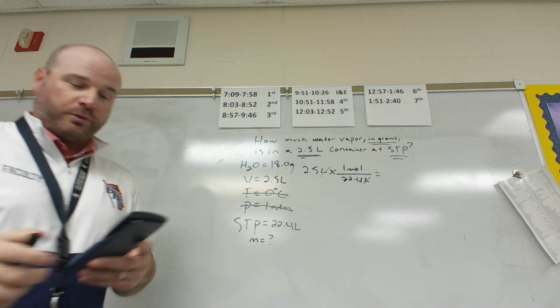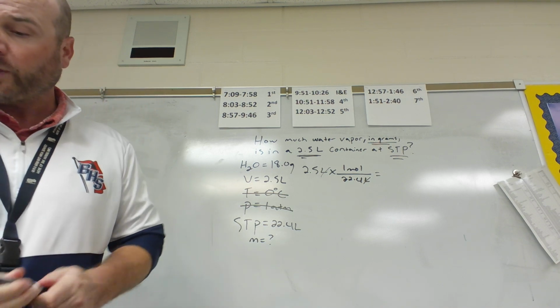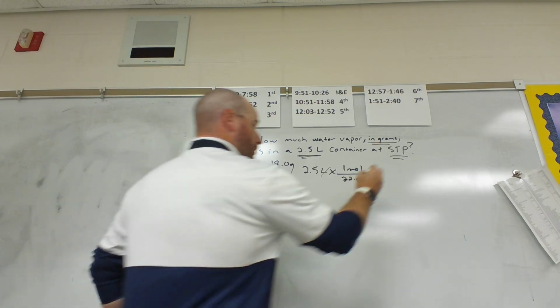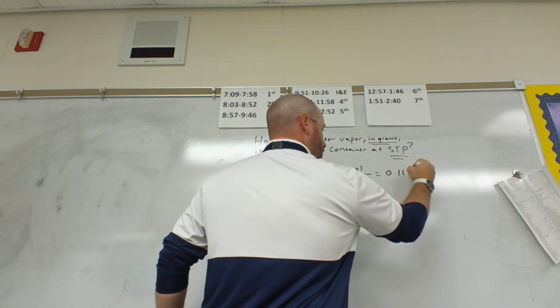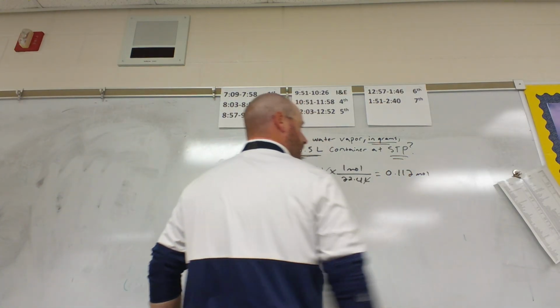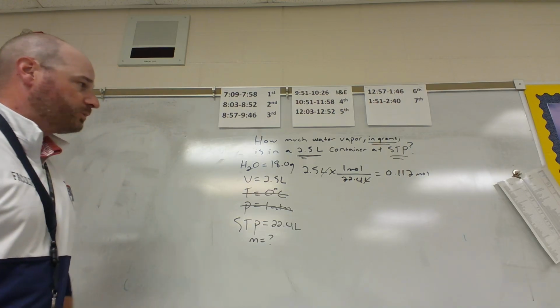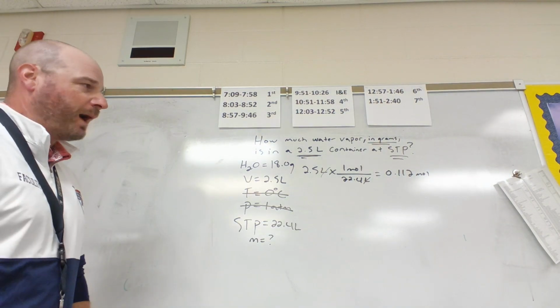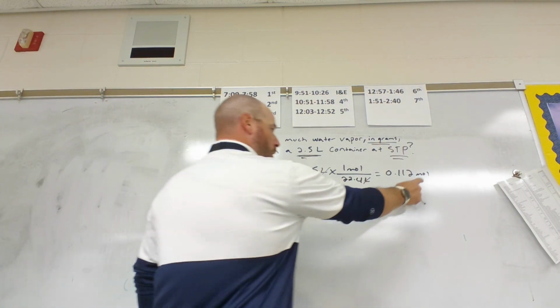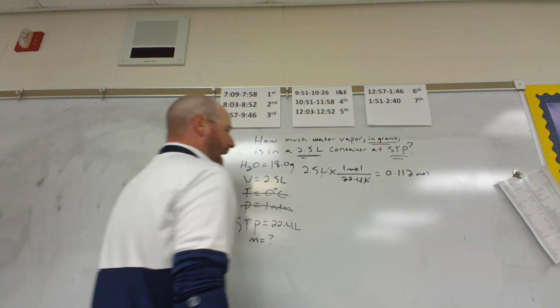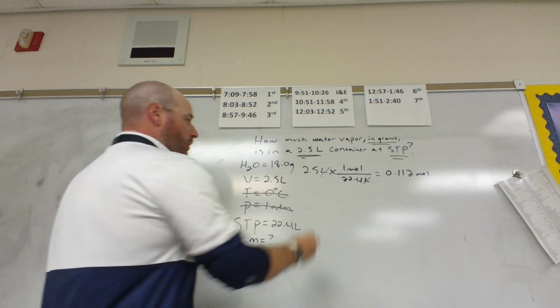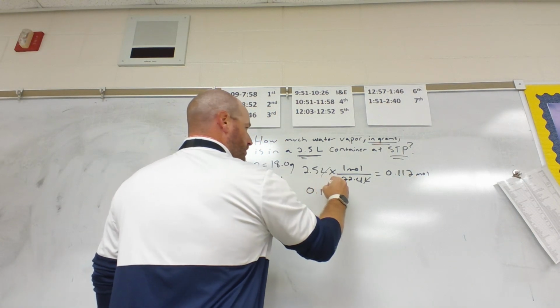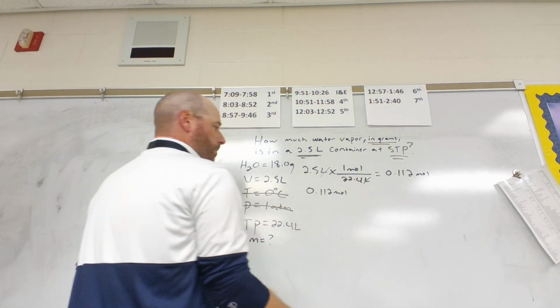All right, I'm gonna go 3 sig figs here. So 0.112. 0.112 moles there. Okay, so we're in a great spot because now we're at moles. We can go from moles to mass. We have our molar mass. So now 0.112 moles, all right?